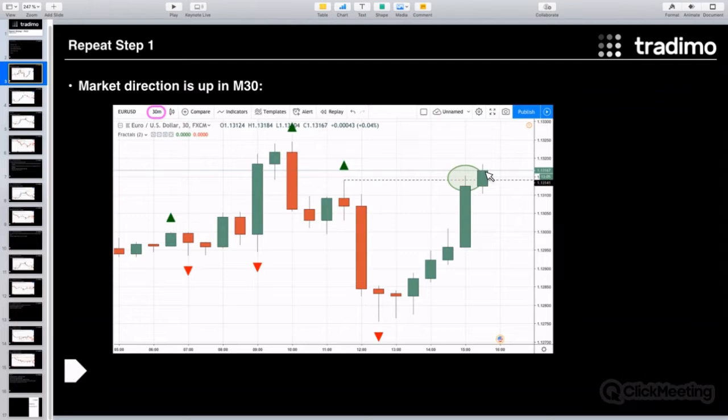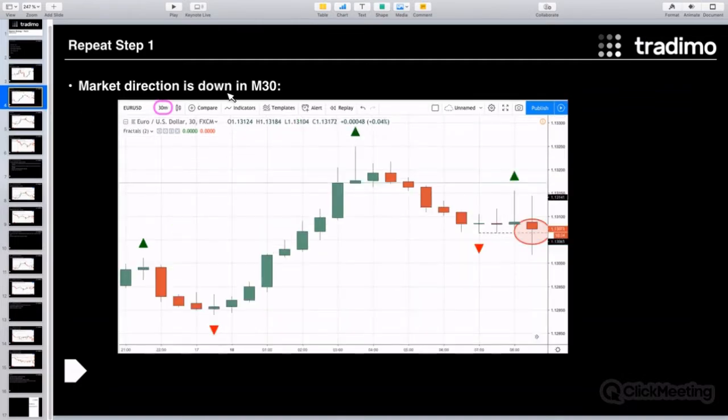And why we have an uptrend? It's pretty clear. The last broken fractal was an up fractal with this candle here, and for this reason we have here an uptrend. Yeah, let's have another look at a downtrend. Here at this point we have a downtrend because the last broken fractal was a down fractal. Yeah, this last candle here has broken the down fractal, and for this reason here we have a downtrend. Okay, this was the first step of the beginner strategy.